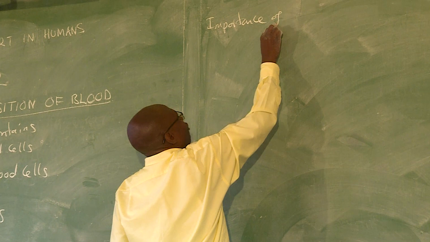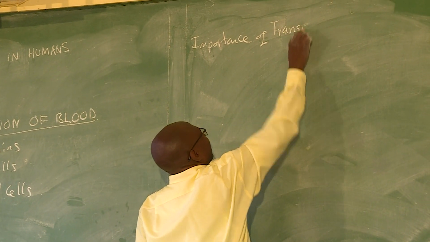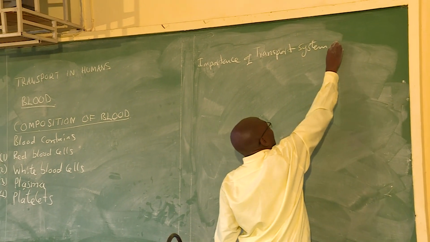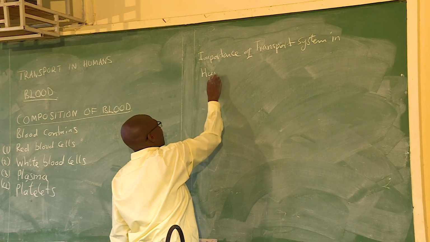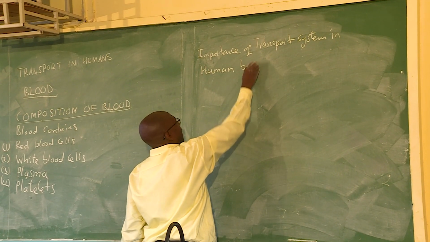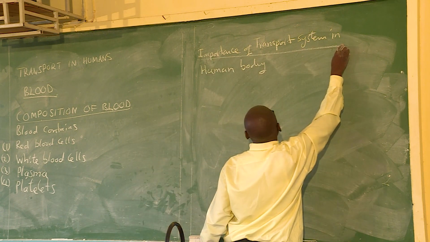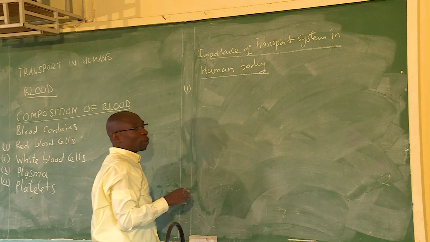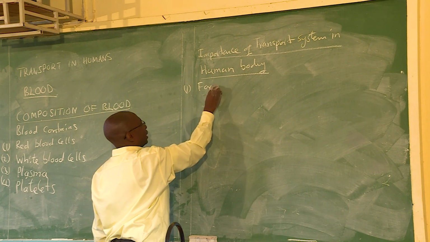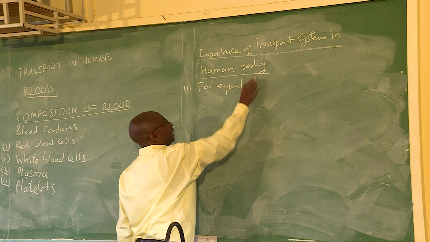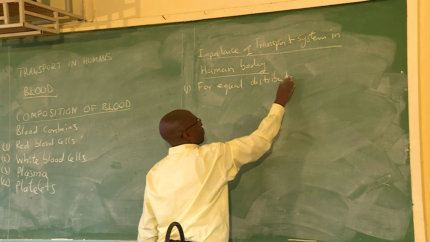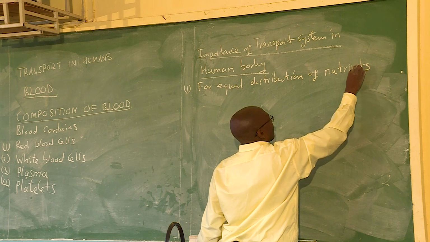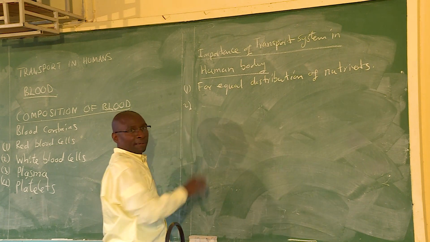Importance of the transport system in the human body. One, equal distribution of nutrients. Okay? The other one?